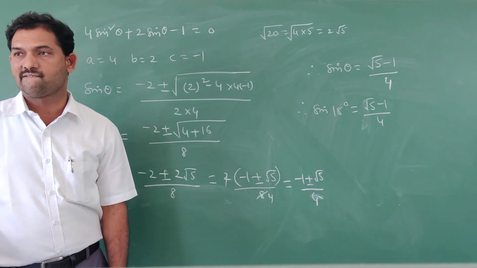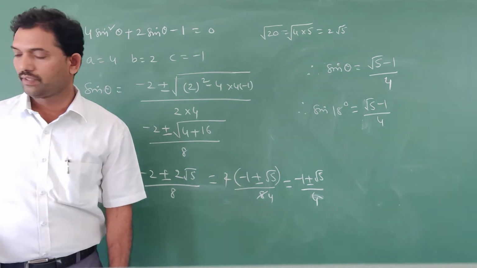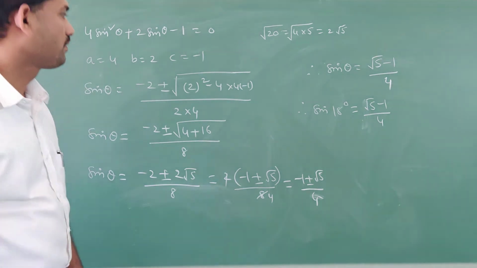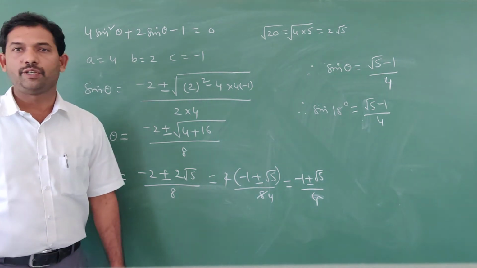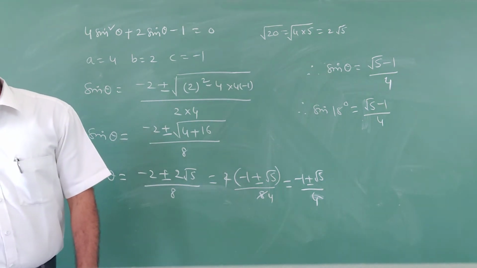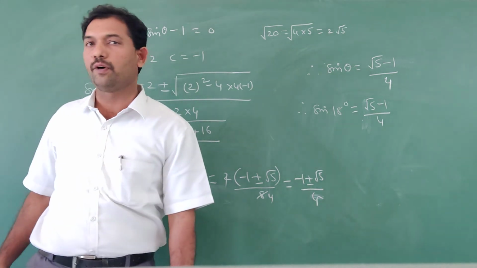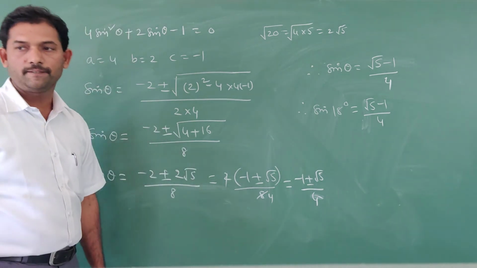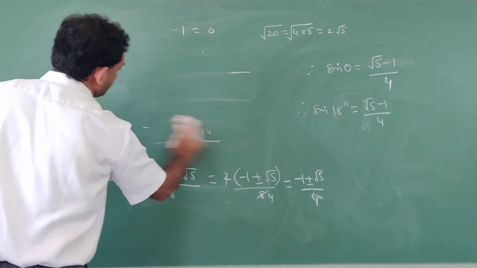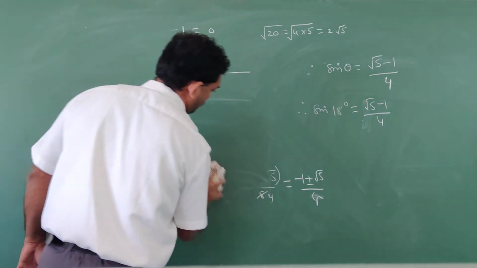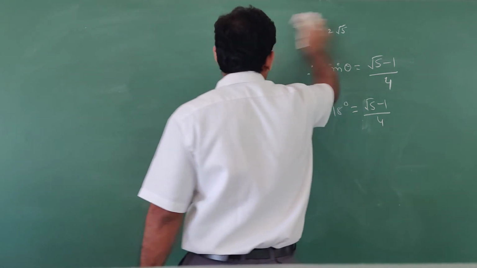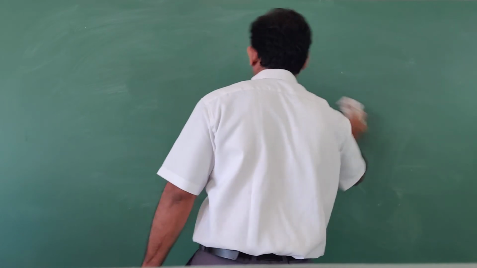Understand? Understand or not? Sin 18 degrees value. You take only the positive value. Sin 18 degrees value is positive because that is an acute angle. So you have to take only the positive value. Understand? Next, the remaining values. Using this, you have to simplify the remaining values.